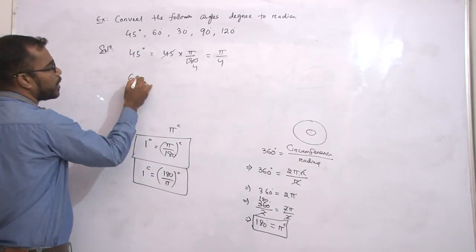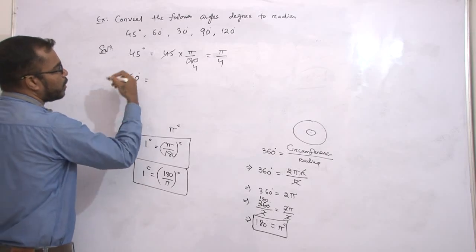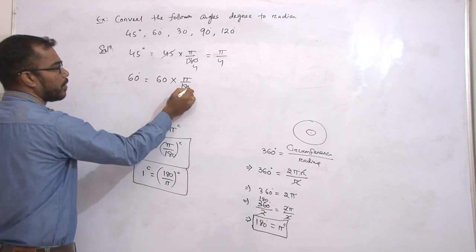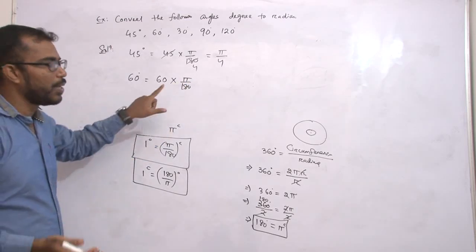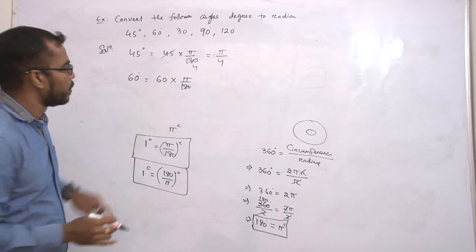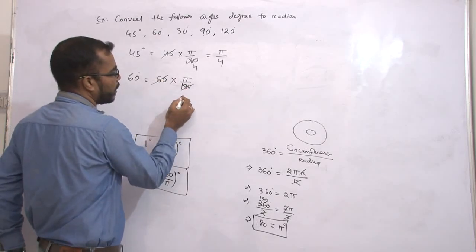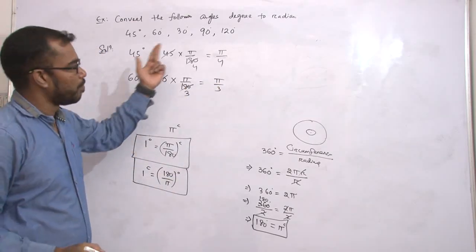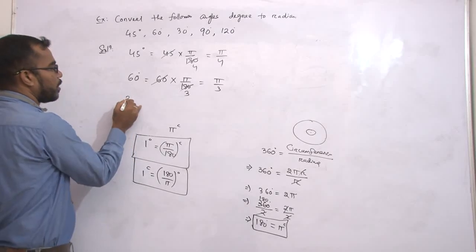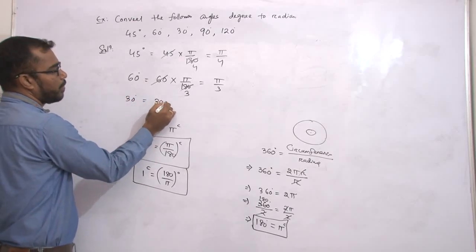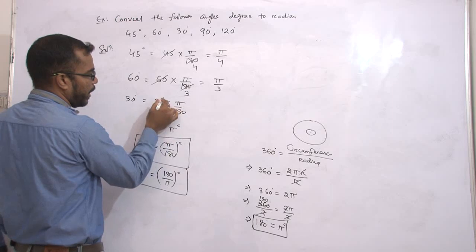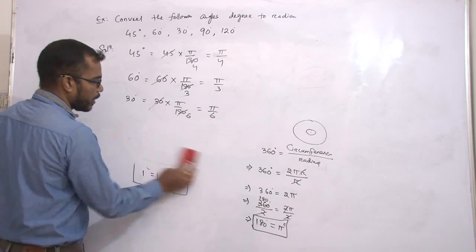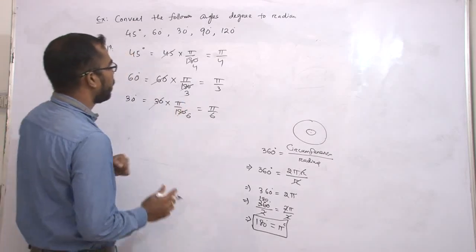Similarly, 60 degree, if we convert degree to radian, then 60 into pi by 180. That means we have to multiply by pi by 180 only. If we cancel, we get pi by 3. That means 60 degree is equal to pi by 3 radians. Similarly, if we take 30 degree, 30 into pi by 180, if we cancel them, we get pi by 6. So 30 degree is equal to pi by 6.